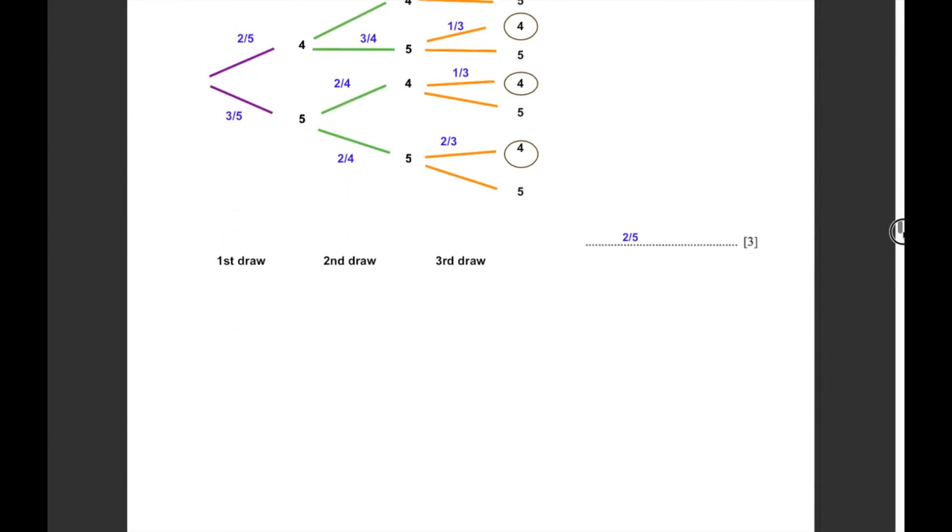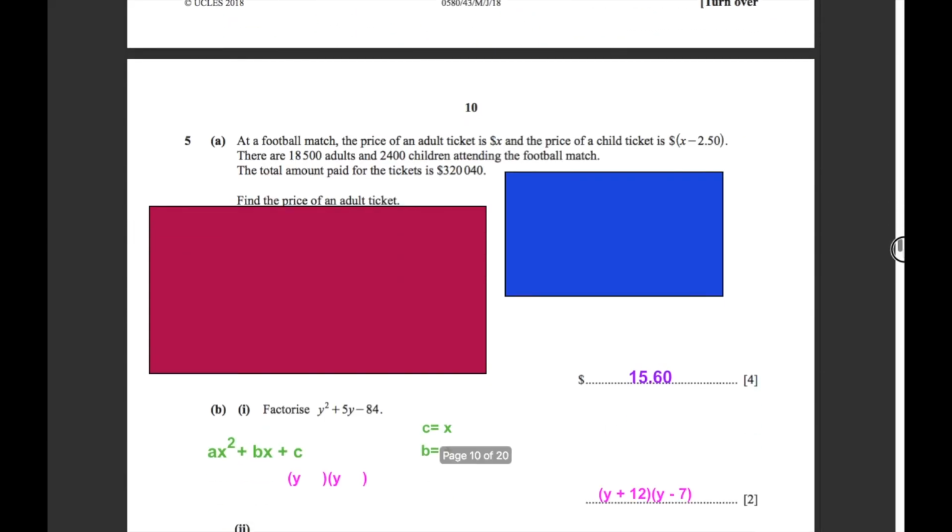Okay, so let's move on to the final question of this video, and that is question 5. So at a football match, the price of an adult ticket is X dollars. We don't know. And the price of a child ticket is 2.50 dollars less than the adult ticket. Okay? So there are 18,500 adults and then 2,400 children attending the football match. The total amount paid for the tickets is $320,040. So find the price of an adult ticket.